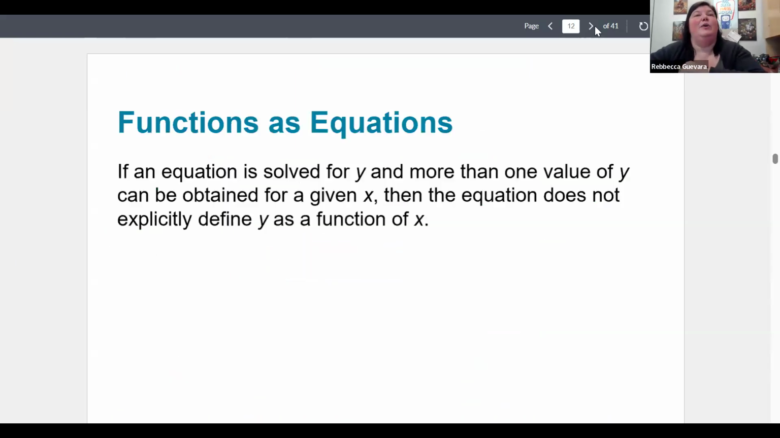As equations. If an equation is solved for y and more than one value of y can be obtained for a given x, then the equation does not explicitly define y as a function of x. So as you take more courses, you'll get to this point where we talk about this being explicitly defined. So explicitly defined means that I should put in one x and only one y comes out. We'll also have implicitly defined functions, which are a little different. You expect these rules to eventually change at some point, and it's usually Calc 1.